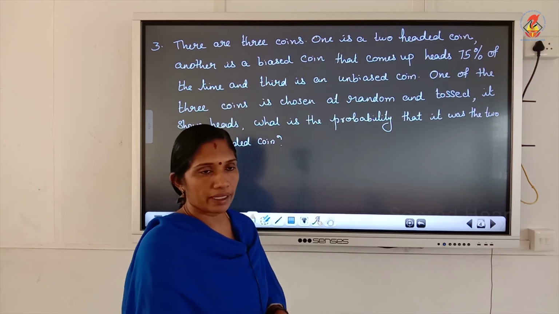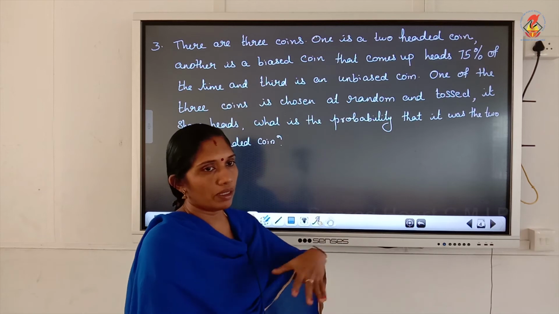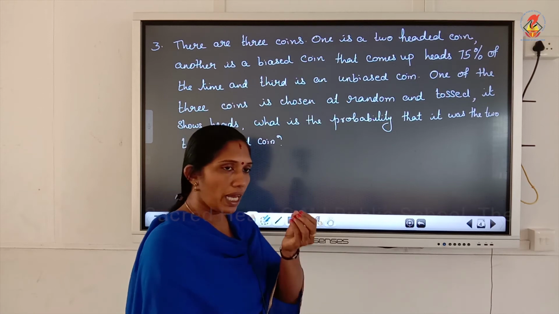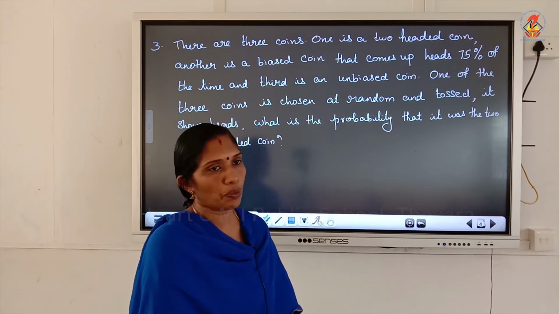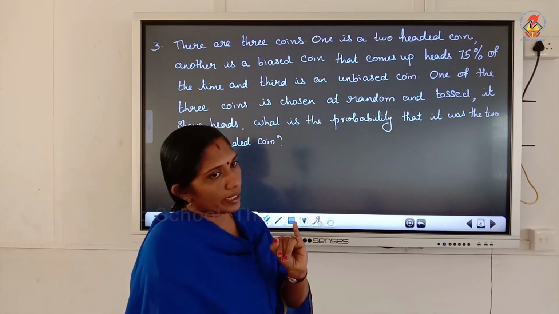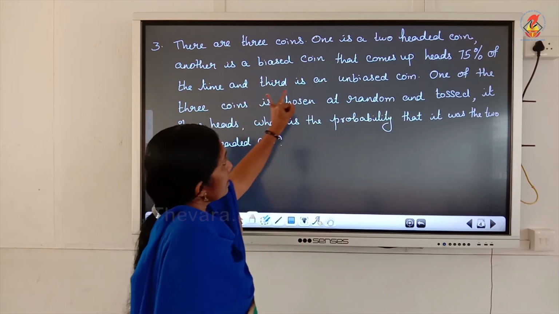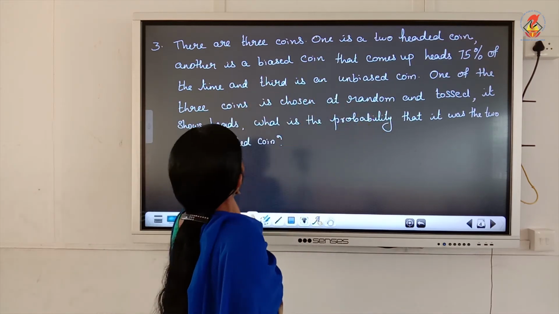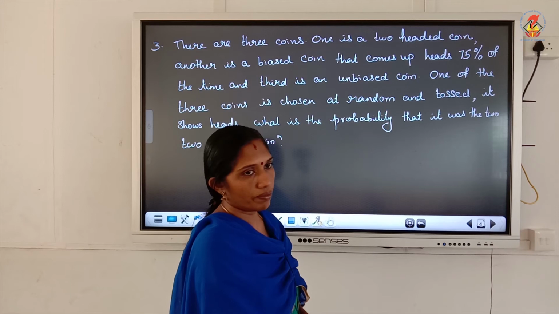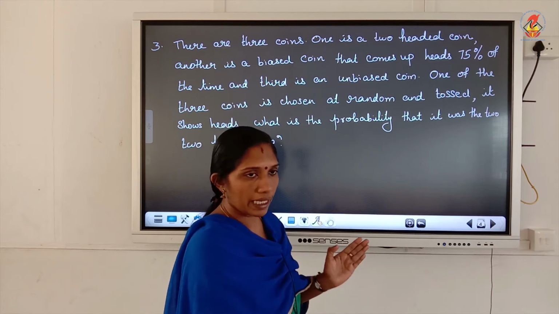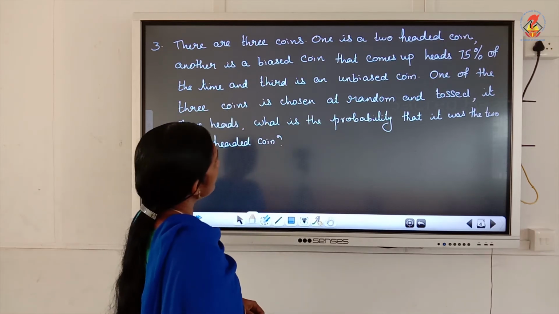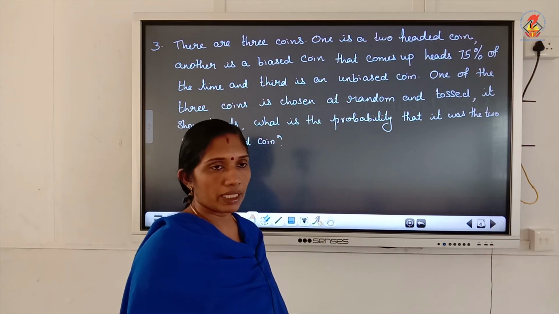Biased means it is not like that, not equal chances. Maybe getting head is more than tail or getting tail is more than head. If it is a biased coin, that will be given in the question, what is the chance of getting head or tail. So the first coin is a two-headed coin, the second one is a biased coin, and it is given that it comes up heads 75% of the time. So heads occurring 75%. That is 3 by 4 is the probability of getting head and 1 by 4 for getting tail. And the third is an unbiased coin.